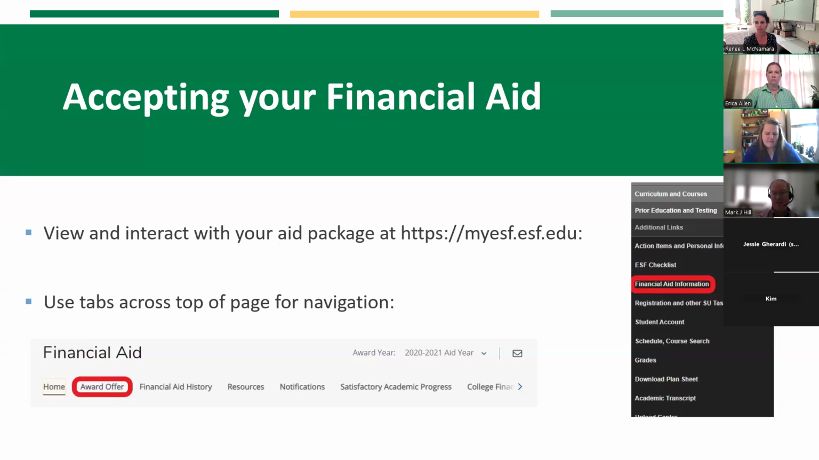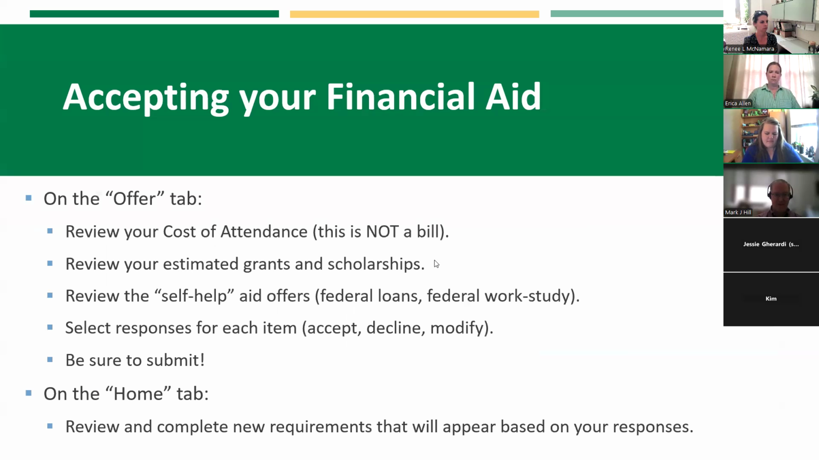The nice thing is for most students, you really only need to be aware of those first two. The home tab, which is always where you're going to start, and then to actually see almost all of the important financial aid information, you're going to use that award offer tab. Those two are really the key pieces that you're going to need to know about. So anytime you go in, make sure you're looking at both of those.